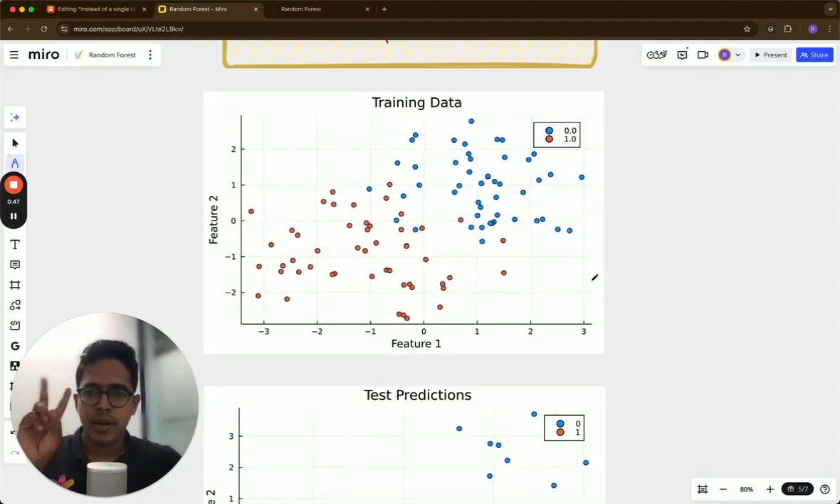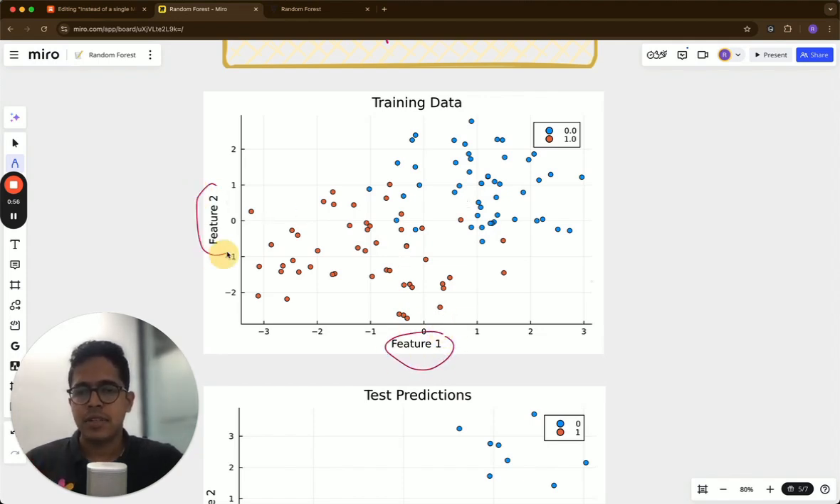You have 100 data points, and each data point consists of 2 features. Feature 1 is plotted along the x-axis and feature 2 along the y-axis. And you are making a binary classification, 0 or 1. 0 is denoted here in blue color, and orange is 1. So it's like a yes or no classification based on 2 features.